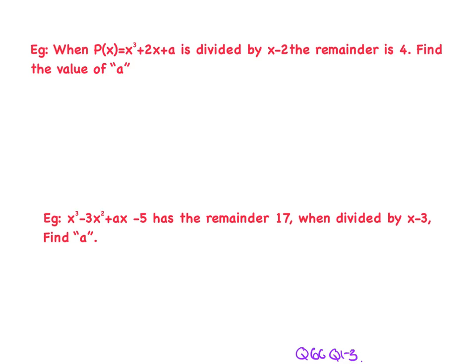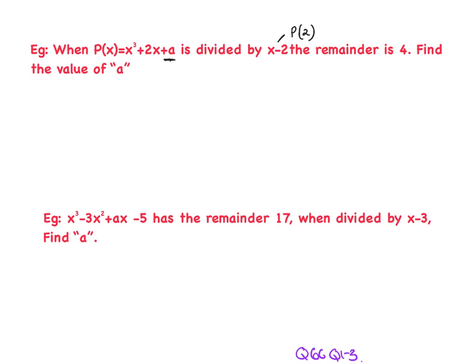I'm back on. She's back on. Yep, so when p of x is divided by x minus 2, the remainder is 4. So you can see you've got a little unknown in there, and you've got to find the value of a. So you know when you divide by x minus 2, it would be the same as if I did p of 2, wasn't it? Yeah?